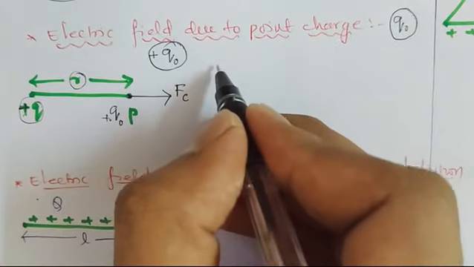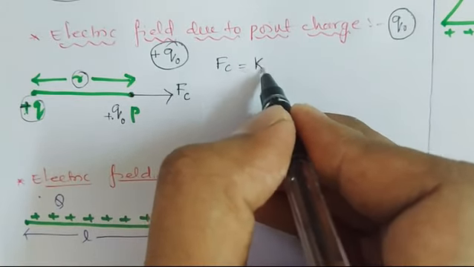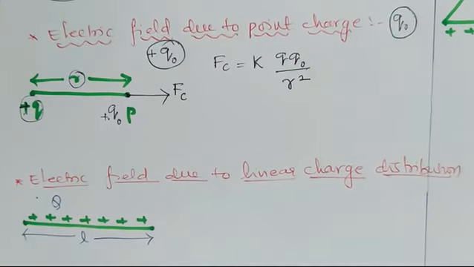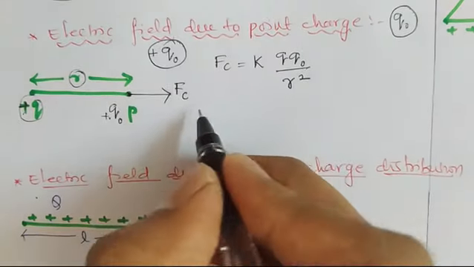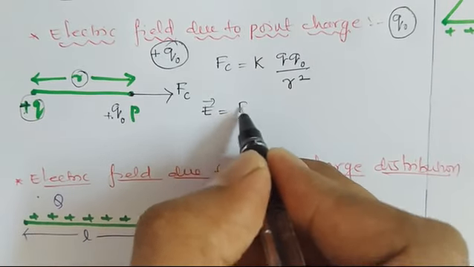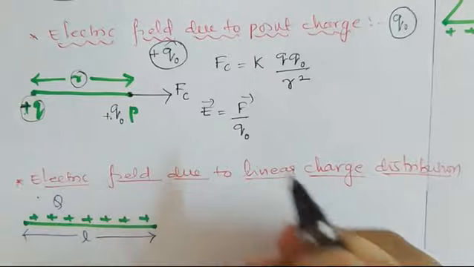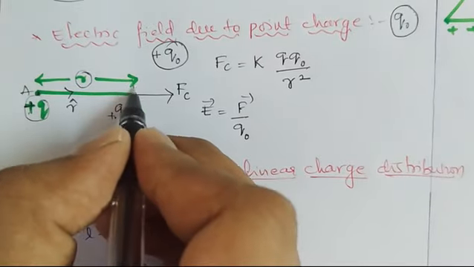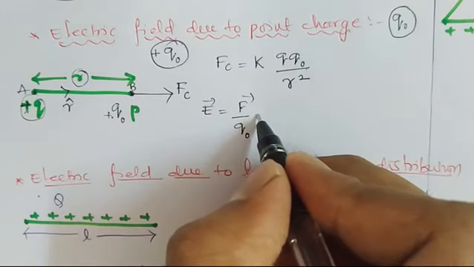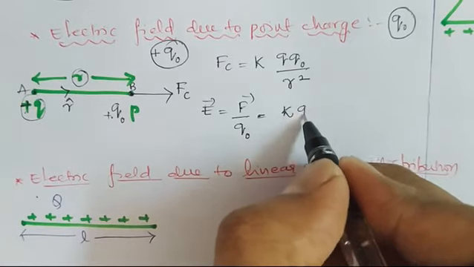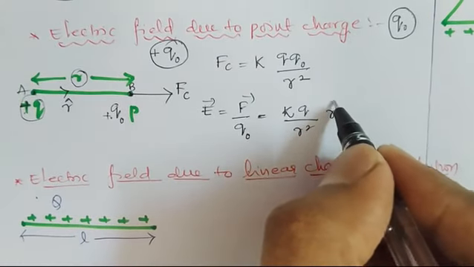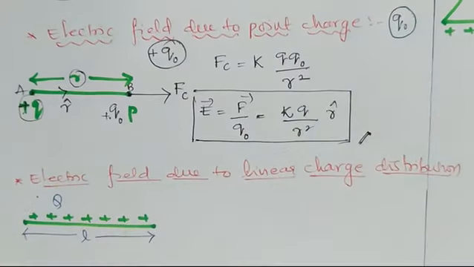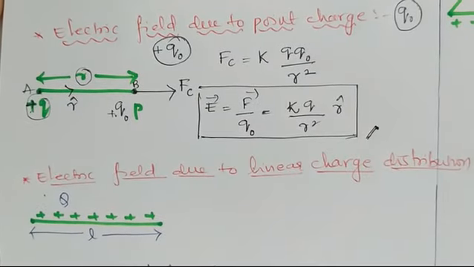Now Coulomb force we already know can be written as what? K q q naught divided by the distance between them, r square. So this is Coulomb force. So now the electric field definition is what? Coulomb force divided by that unit charge. Now if you want a direction, this is the unit vector from A to B. So this can be written as K q naught, which gets cancelled, q divided by r square times the unit vector. So this is the electric field due to point charge, right? We know this equation very well.